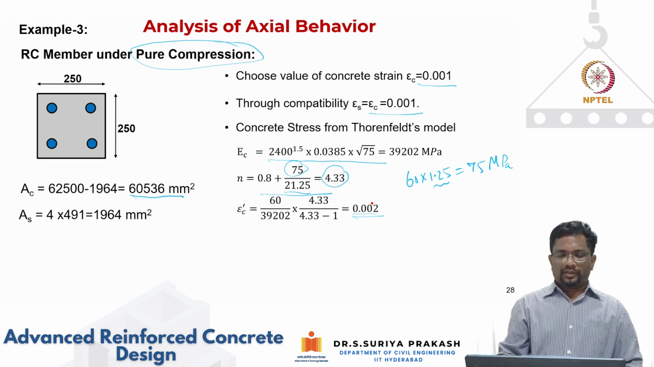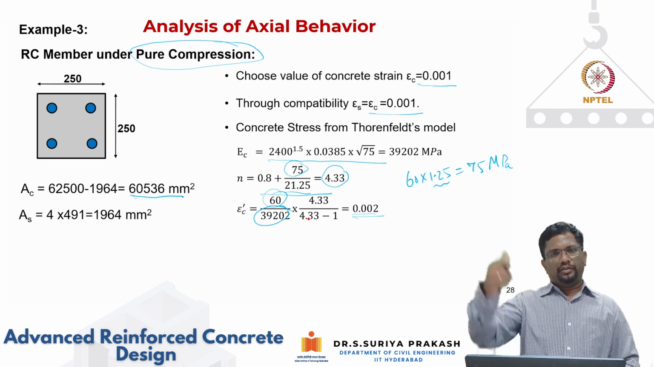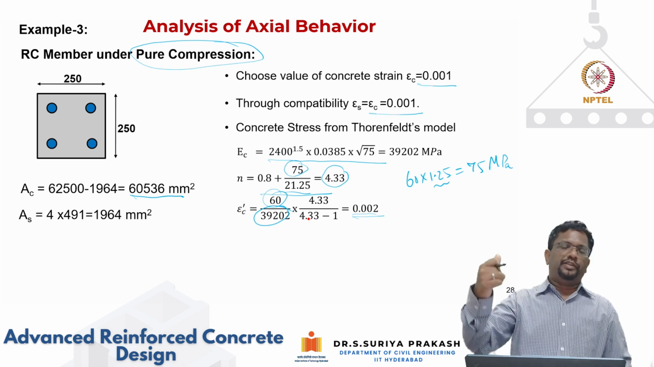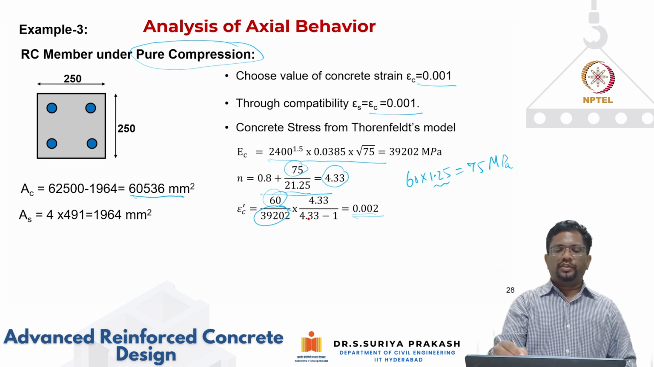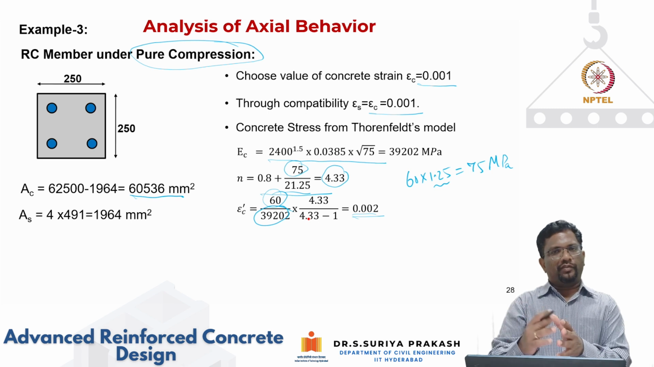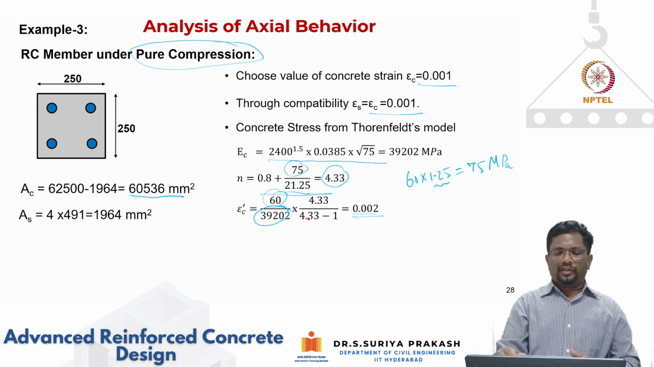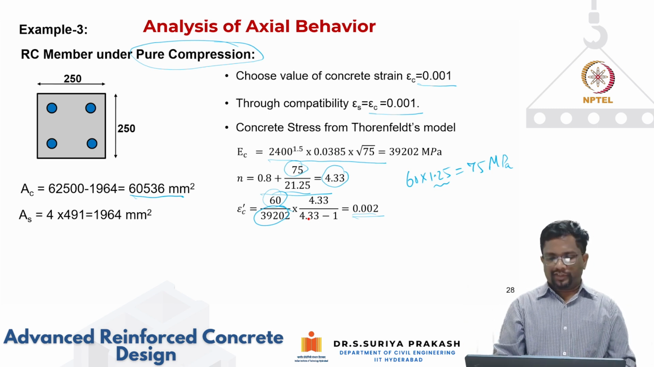And so you can see 60 is your F prime C, and this is your EC, and this is n divided by n minus 1. So that works out to be very close to 0.002. And in fact, as the strength of the grade is increasing, you are expected to have some increase in epsilon prime C. But for this grade that we considered, 60 is not very high strength. So that is why the epsilon prime C has not really changed much.